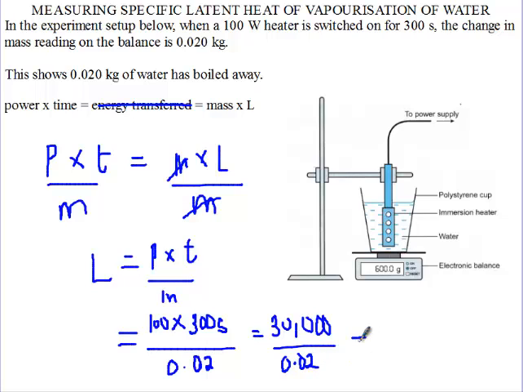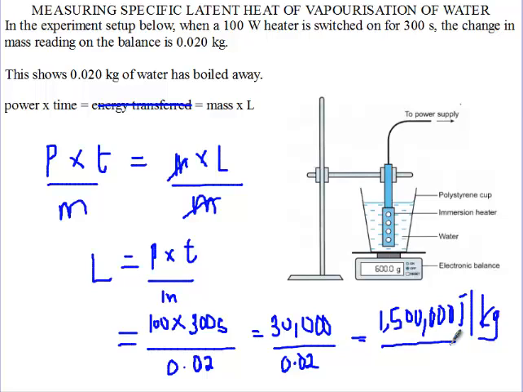When you do the calculation right, you're supposed to get 1.5 million joules per kilogram, since we are finding L. So in this experiment, this was the latent heat of vaporization that we got.